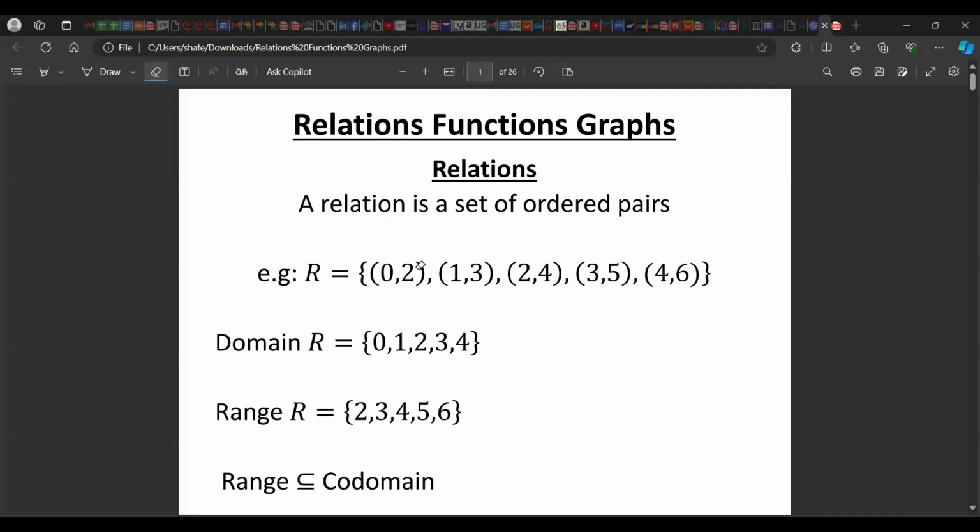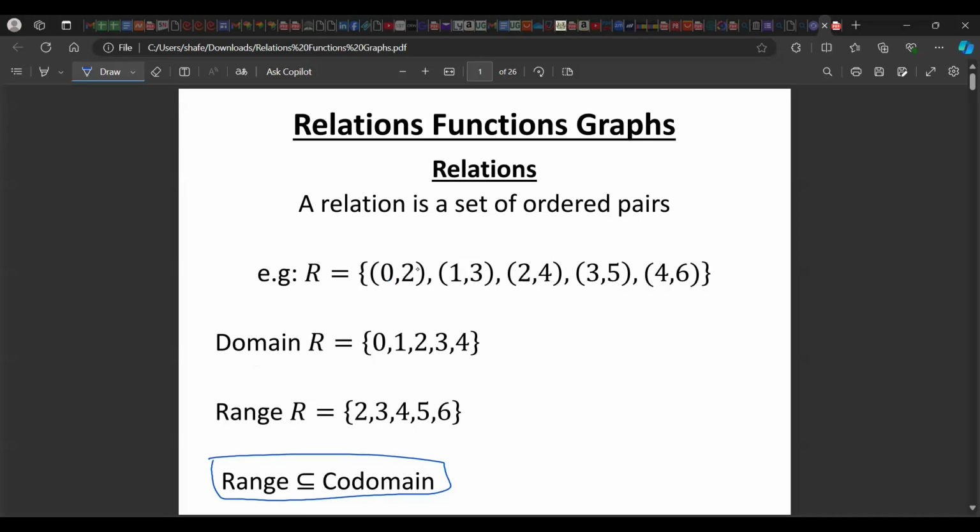So here we are. We got our domain, we got our range. There is another relationship that you will want to, well, you'll hear about it as you study relations and functions. You will hear of something called a codomain, right?